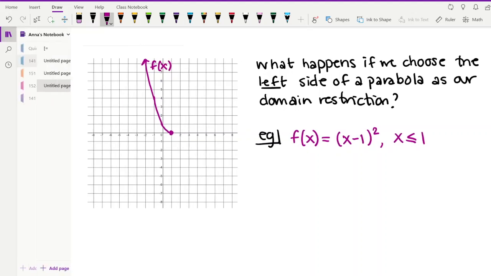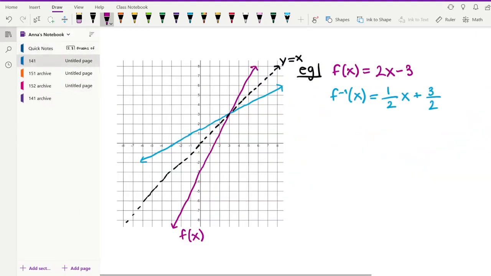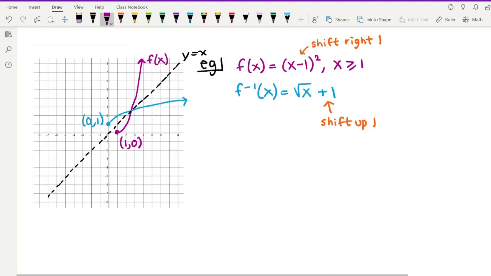So remember, I'm going to go back to the example we did earlier. Here was the right side of the parabola, and the inverse function ended up being the square root of x, plus 1. And notice that the square root of x, you might remember that the graph of the square root of x looks like half of a sideways parabola. Specifically, it's the top half of a sideways parabola, right? So when you have a graph that's a transformation of the square root of x, it's going to be like the top half of a sideways parabola shifted however much.